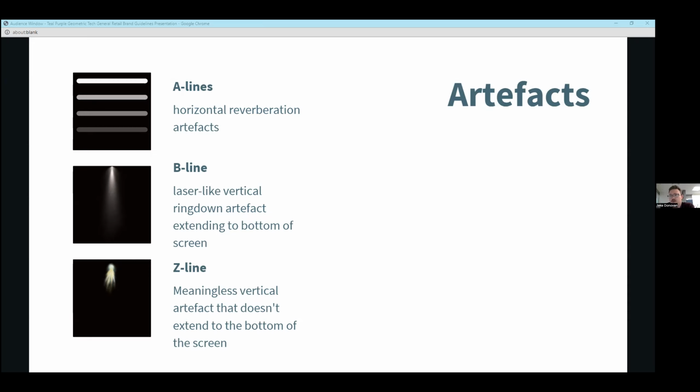B lines, we're going to talk a lot about this today, but the official definition is a laser-like vertical ring down artifact extending to the bottom of the screen. And then Z lines, a vertical artifact similar to a B line in appearance, but it doesn't extend to the bottom of the screen. No one seems to think that there's any pathological basis for Z lines or understand particularly why they exist. So put them aside. Other than differentiating them from B lines, we don't need to know anything about them.